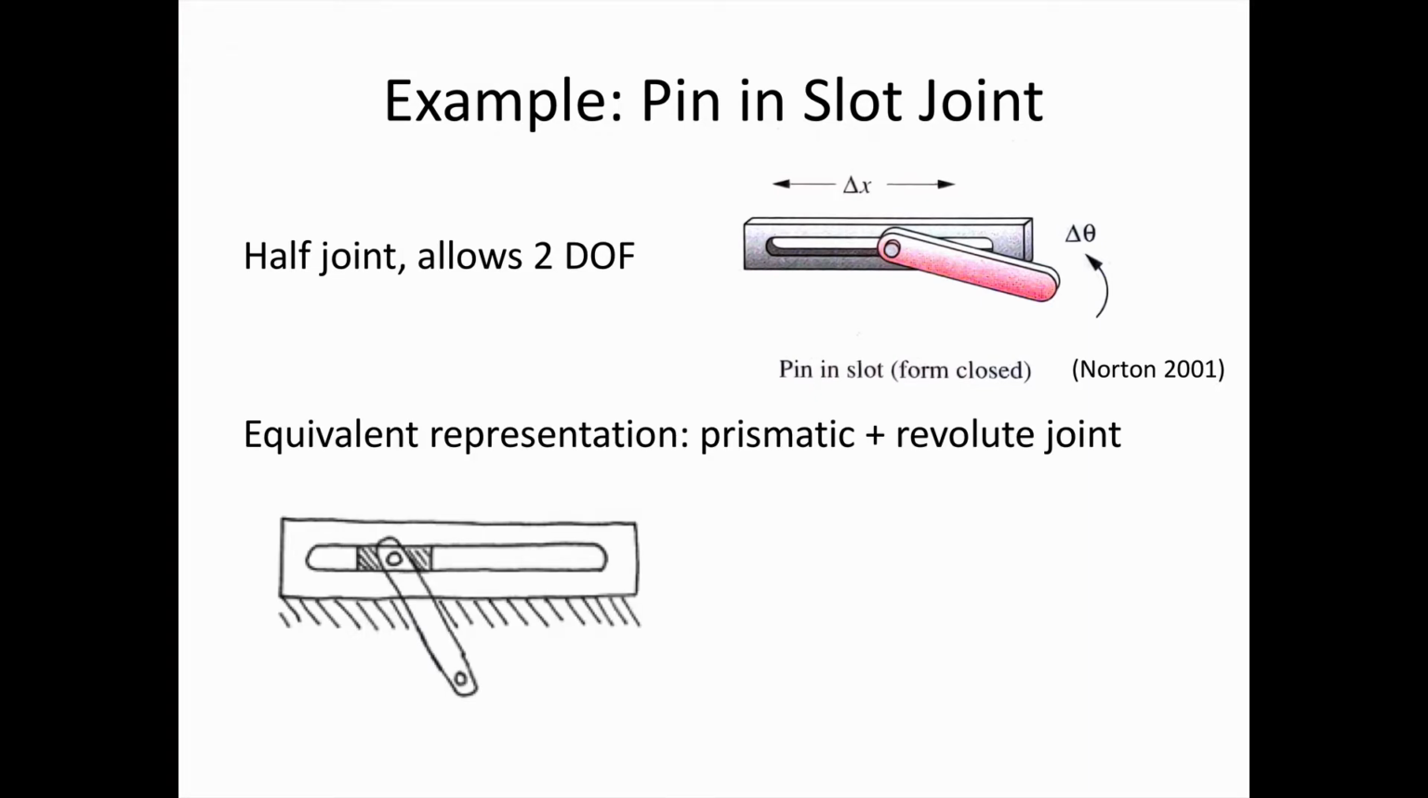We can see it as the combination of a prismatic joint plus a revolute joint. So to be more precise, let's define what the links are. Here we have this slot as a link, and here we're saying that's grounded. And then we can have a slider, an independent link that slides in that slot. That's another link. And then finally, we have the link that connects to the pin joint that can rotate.